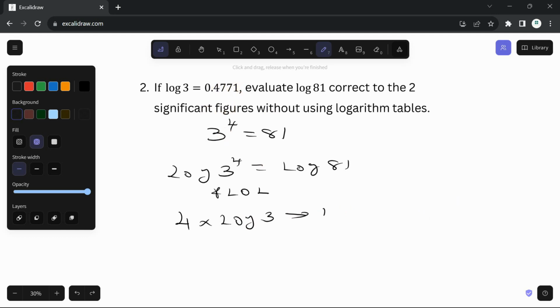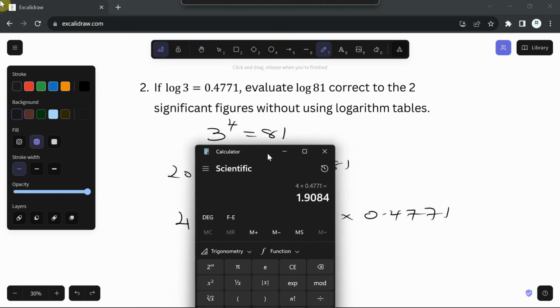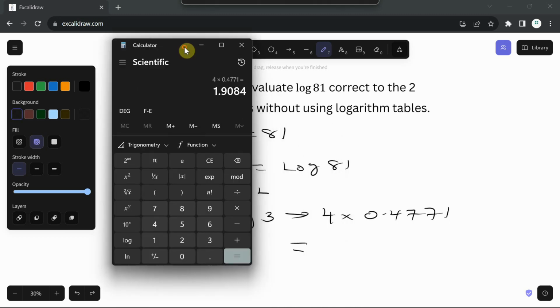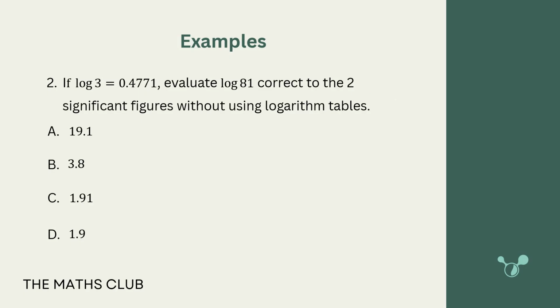So by the time we say 4 times 0.4771, we should be able to find our answer. So that is 4 times 0.4771, which is 1.9082. But remember, they said that we should do it in two significant figures. So this is significant figure 1, significant figure 2. The value after the 9 is less than 5, so it's just 1.9. So our answer here would be 1.9, and that will be option D.